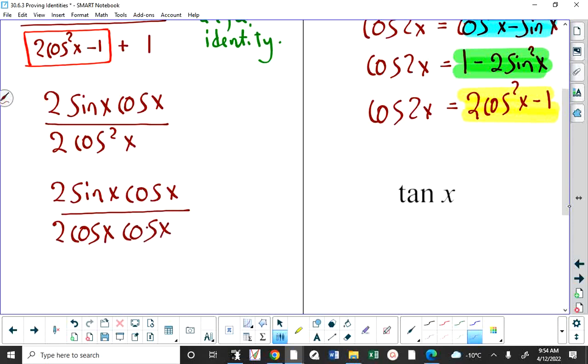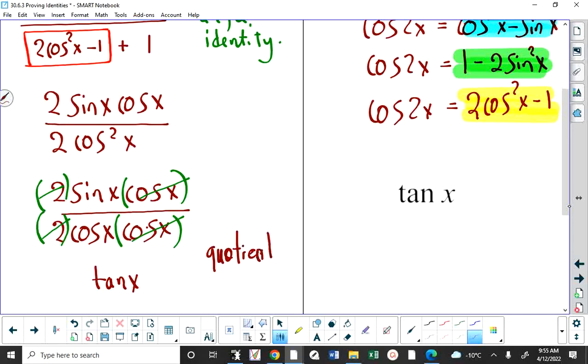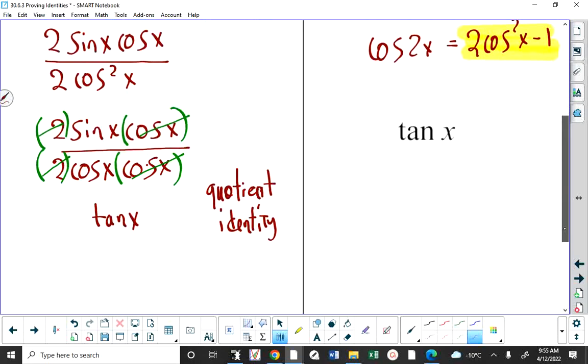Because I really think this idea of canceling only when you have a common factor to cancel is important. So what's happening here is, since cos of x is a factor on the top and the bottom, you can cancel. Since 2 is a factor of the top and the bottom, you can cancel. And you're left with sine x over cos x. So we can write tan x because of a quotient identity. And we can say left side equals right side.